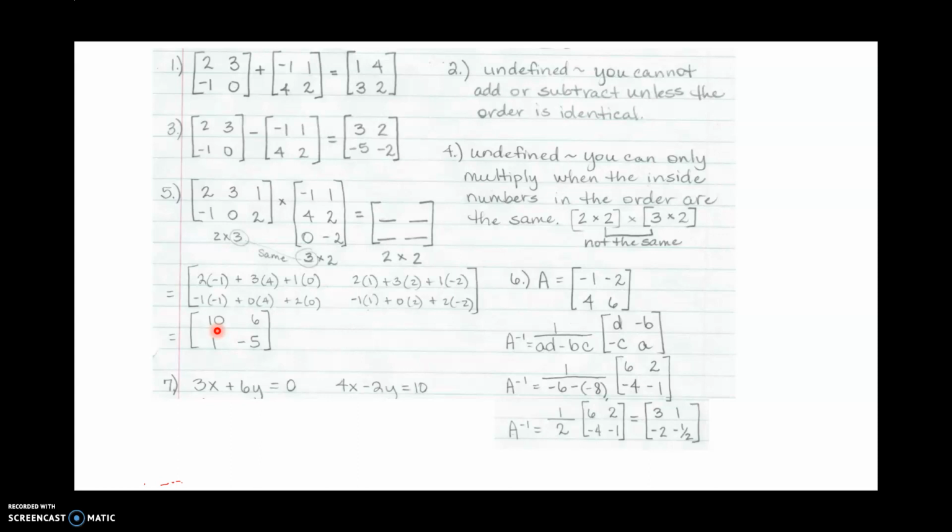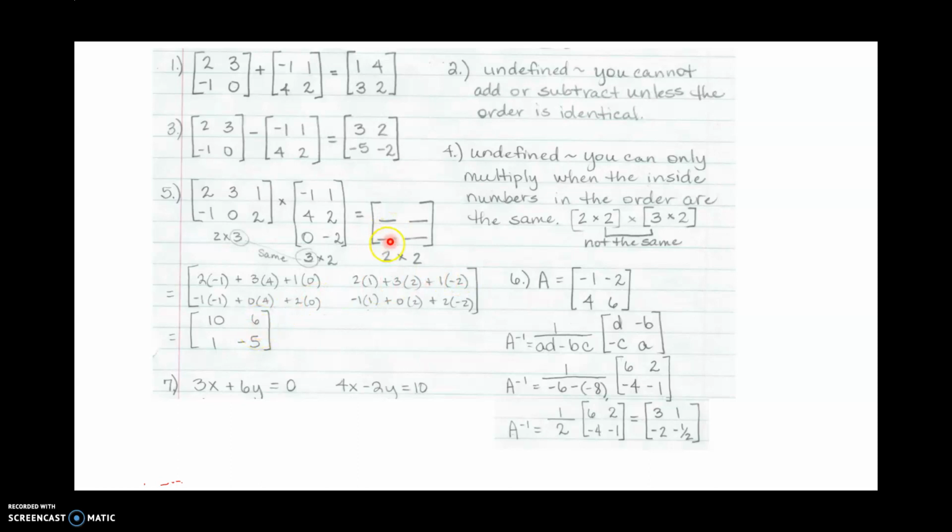All right, let's try another one of those. What's the name of this position right here? What row, what column? First row, second column. Okay, so to get the answer there, I'm going to multiply first row times second column. So I'm going to do 2 times 1, 3 times 2, and 1 times -2. So that's what we see right here. And so when we combine that, that gives us our +6.